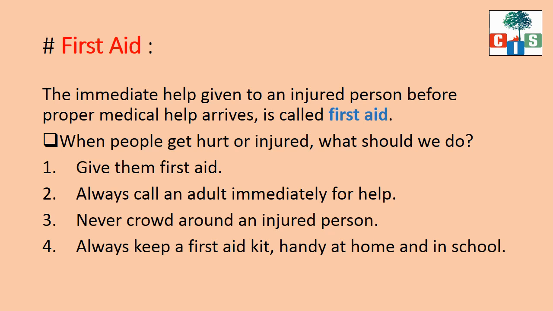Second, we should always call an adult immediately for help. Third, never crowd around an injured person. And fourth, always keep a first aid kit handy at home and in school. So these are four important things which we should understand when we are helping an injured person.